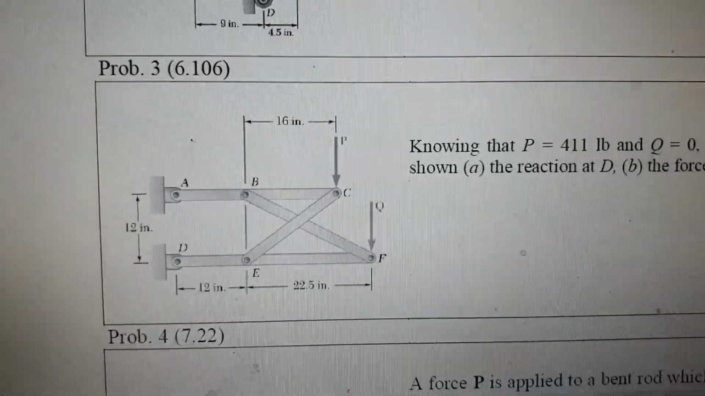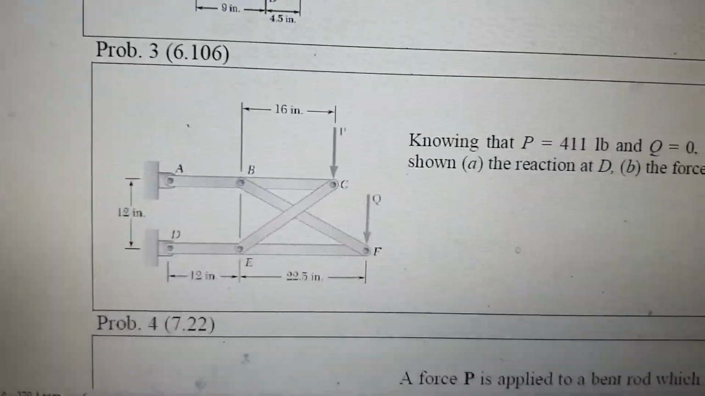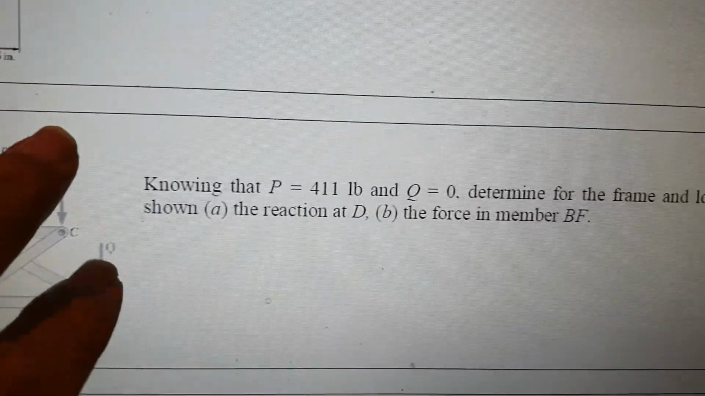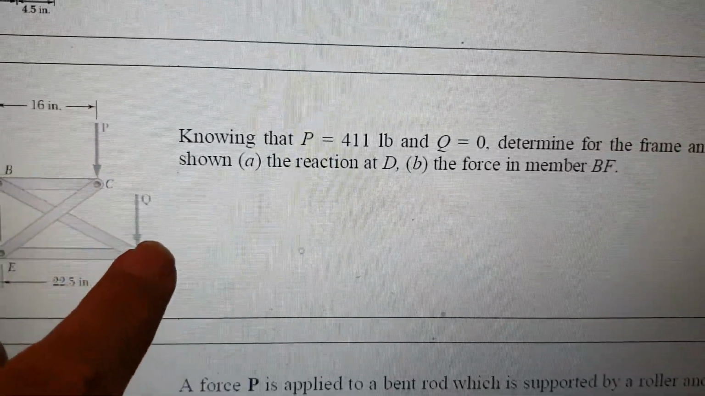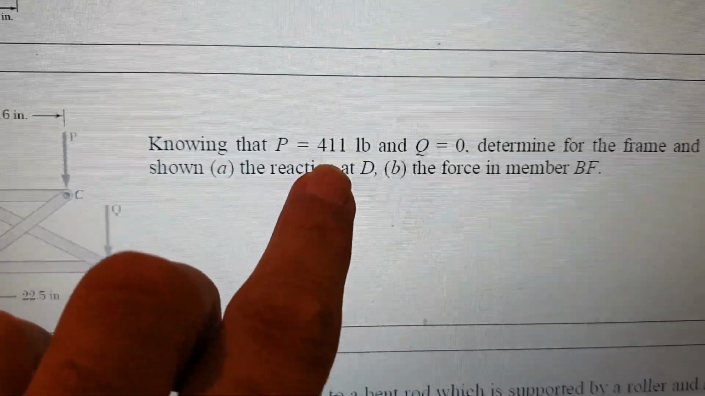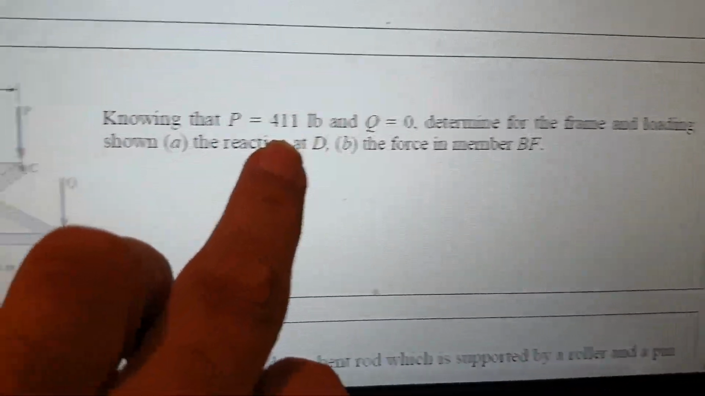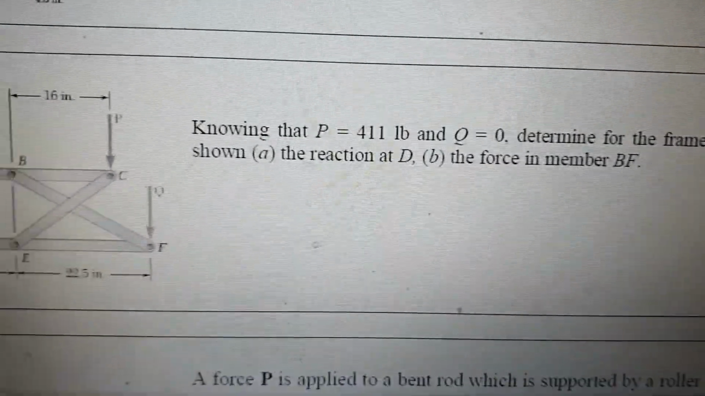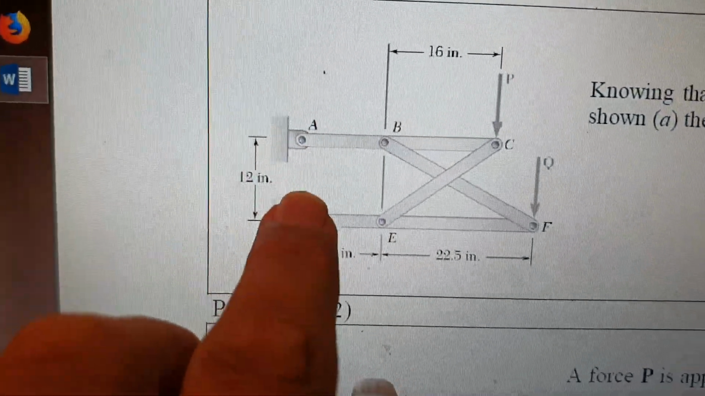Okay, let's look at this question. Knowing that P is known and Q is 0, and P is 411 pounds, determine for the frame and loading shown the reaction at D. He wants the reaction at D.